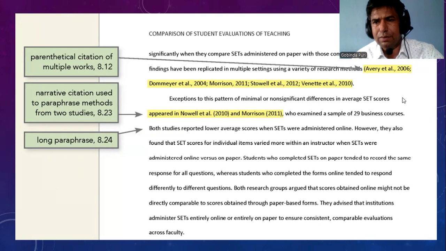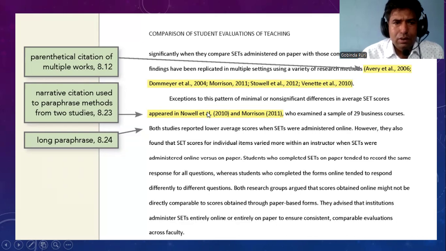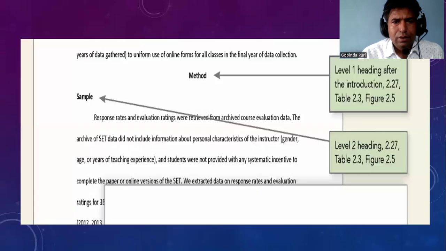Parenthetical citations, if there are multiple works, like multiple authors might have talked about the same idea. Here one example is Avery et al., 2006, Domier, another writer, Morrison. So multiple writers are given there in the parenthetical citations. Again, in narrative citation, we can have two studies or more than two studies. Like this way, we give the citations. And if there is a long paraphrase, we provide it like this. The example is given here.